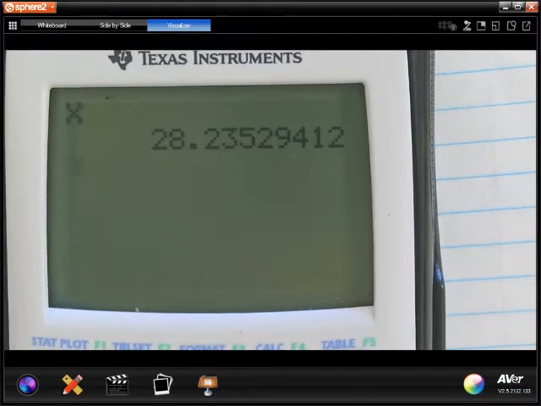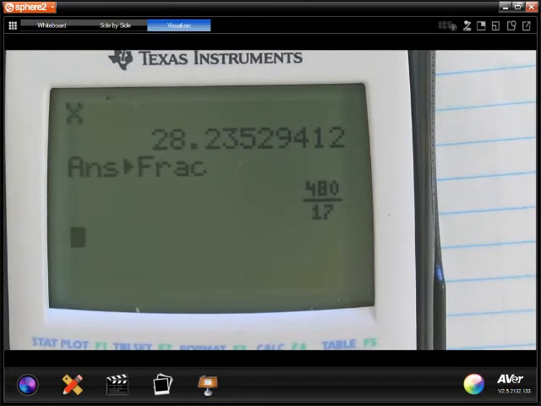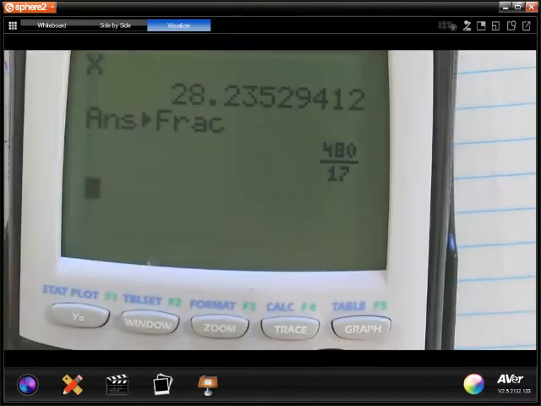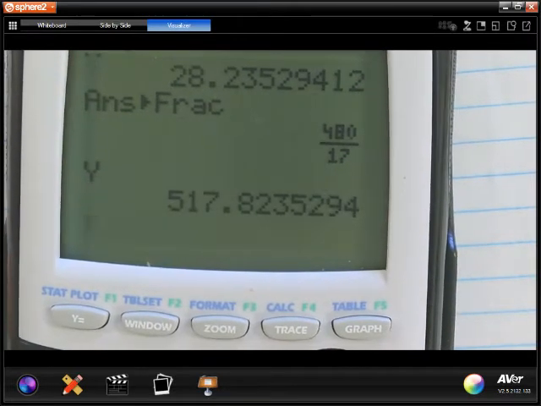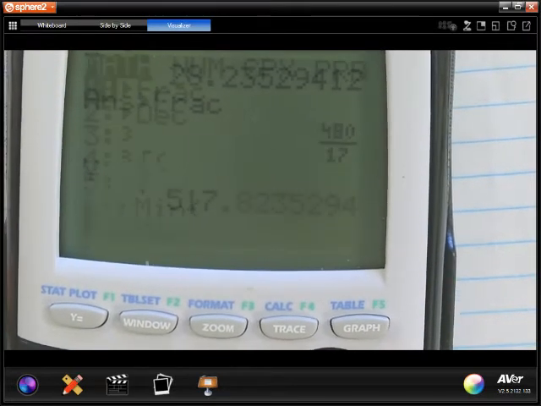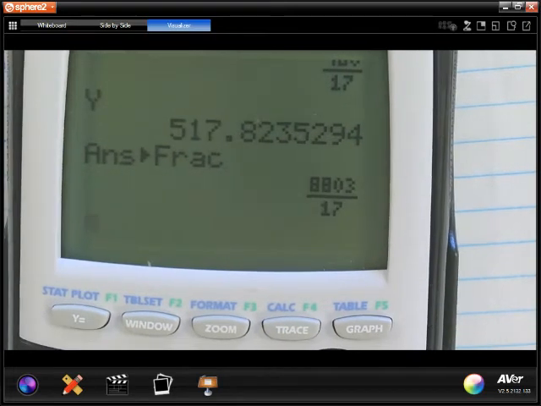So if you hit math, and hit enter, it tells you, all right, well, the X value of your intersection is 480 over 17. And then we do the same thing for Y. Alpha 1, hit Y, 517.8, math, enter, enter, and it's 8803 over 17.